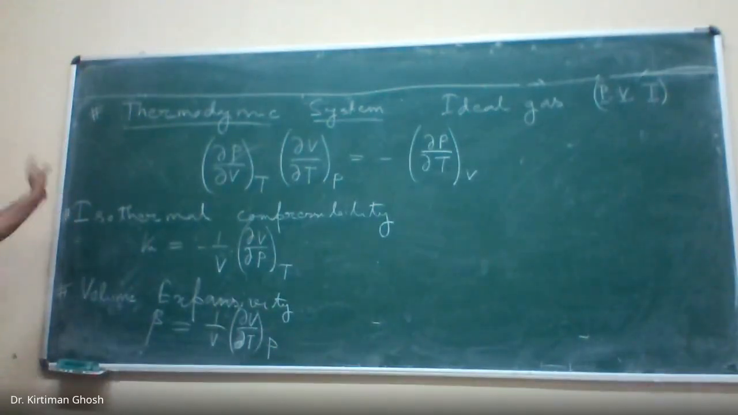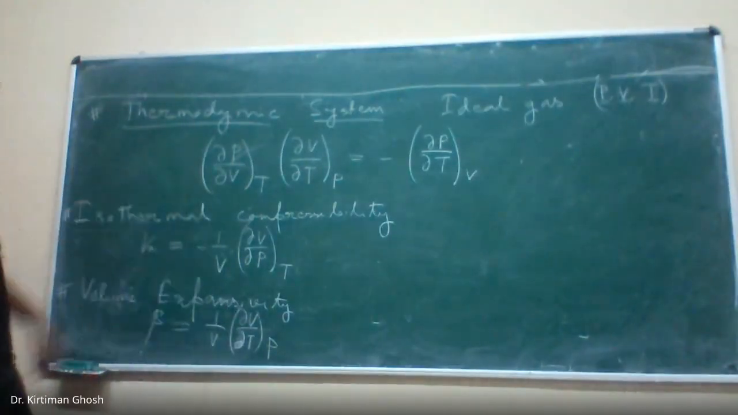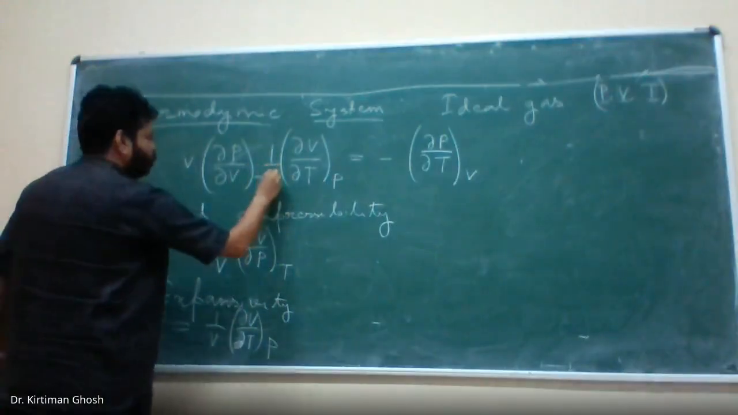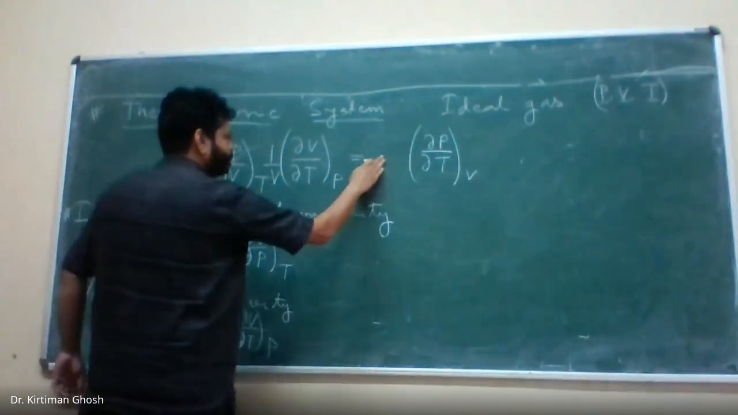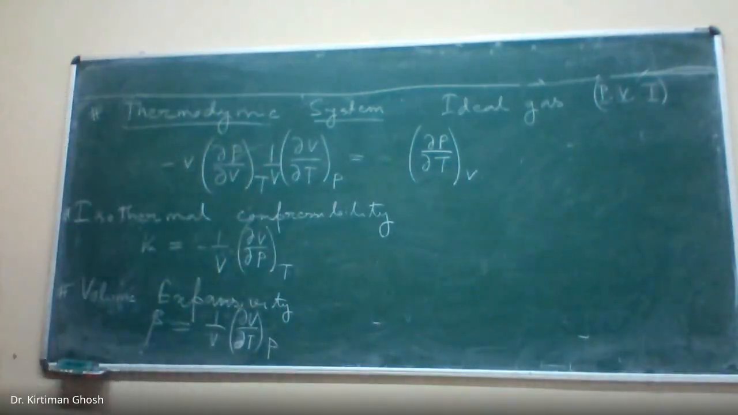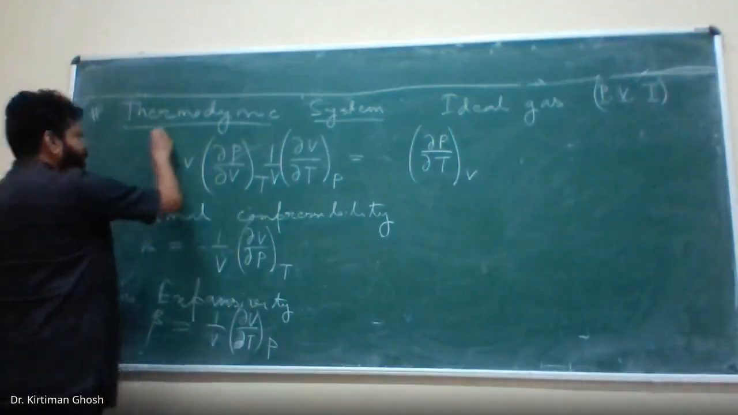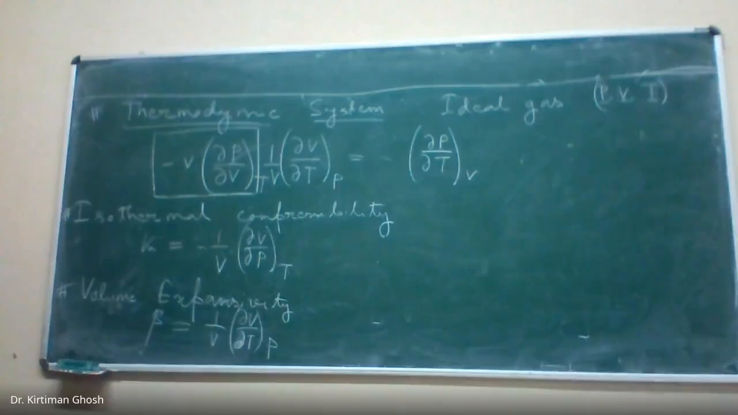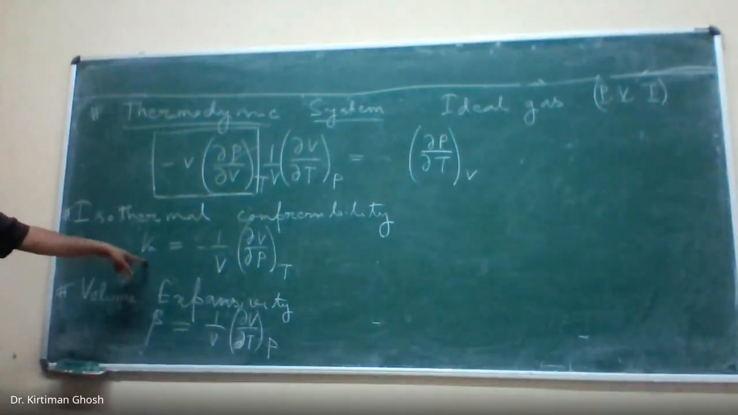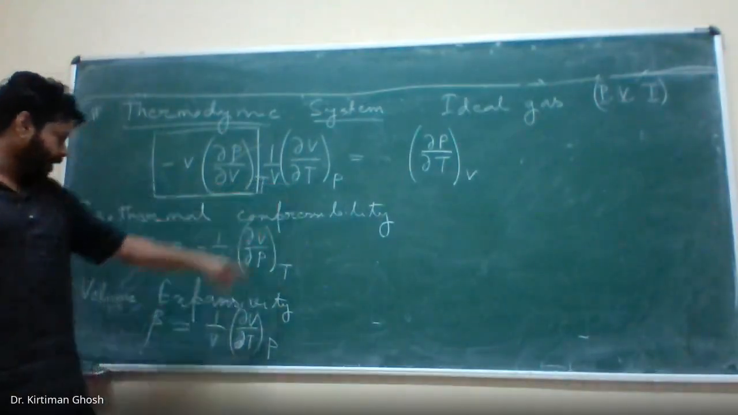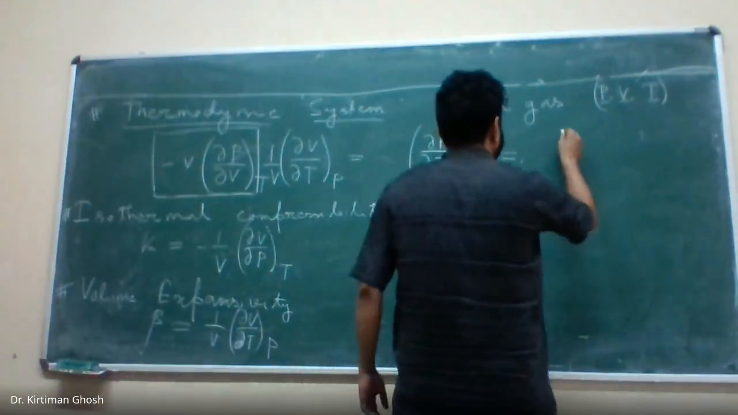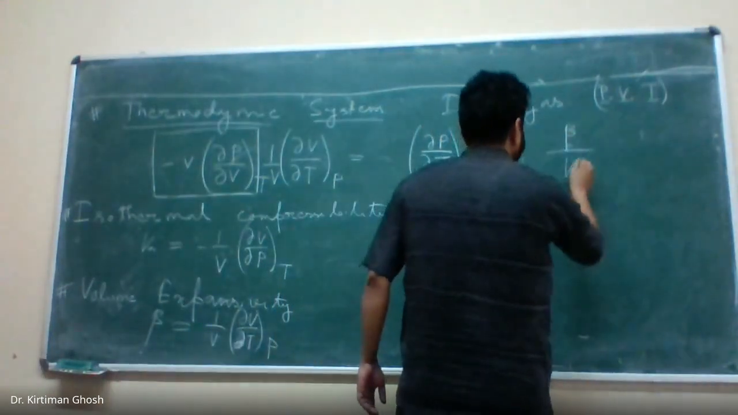At this point, remember that I am defining some parameters. Now I can easily multiply this equation with a V and divide this equation with a 1 over V and take this negative sign from here to here. Okay, now you see that this quantity is nothing but 1 over kappa, and this quantity is nothing but beta. So this you can write down as beta by kappa.